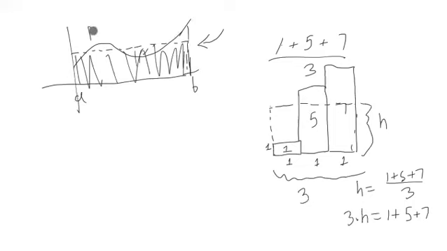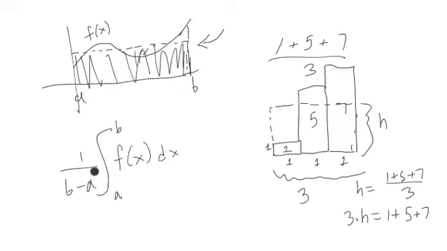Well, if we have a function here, f of x, what we do is we take the function f of x, we find the area under it, and then we divide by the width to get the height. Now the width would be b minus a in this case. So this would be equal to the average height, or the average value of f of x on the interval from A to B.